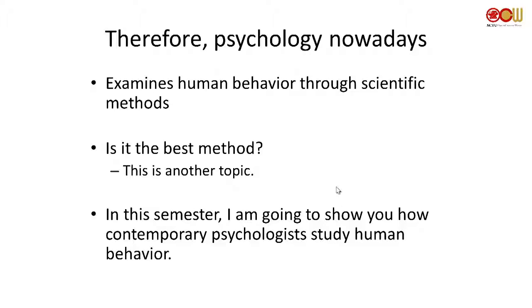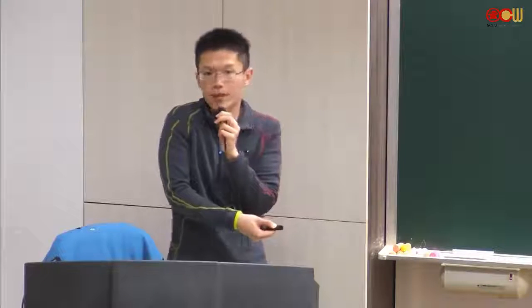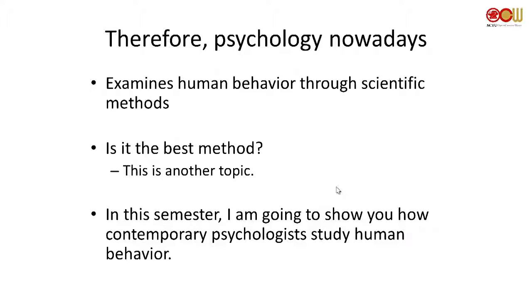It's beyond the scope of this course. If you're into this kind of topic, probably you have to study some philosophy books or take some philosophy courses, but it's not what is covered in this course. Basically, what I'm going to do in this course is to introduce you to what contemporary psychologists do. Okay. So from now on, in the next few weeks, in the next few months, what I'm going to show you is the scientific study of human behavior. They might be correct or they might be good, but it's a method that people use. Okay.